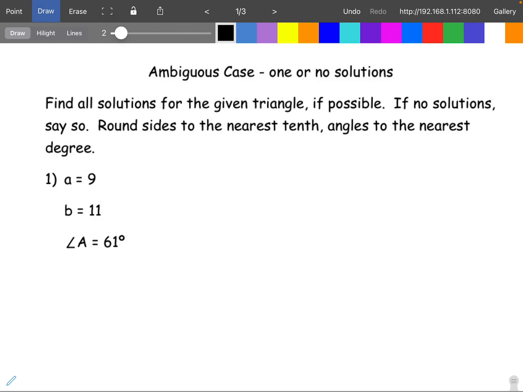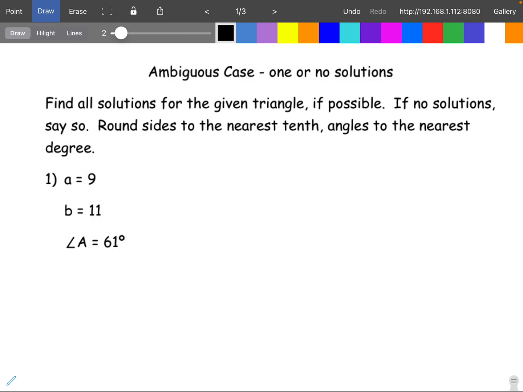So find all the solutions for the given triangle if possible. So that means basically solve the triangle. So anything I don't already know, I need to find it. So if there are no solutions, then we're going to say so. We're going to simply say there's no solution. Can't make a triangle from this. Again, we're going to round sides to the nearest tenth, angles to the nearest degree.